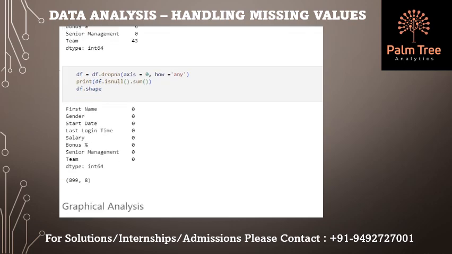After removing and cleaning all these things and applying the mode value or other values, the shape has become 899 comma 8. Earlier it had 1000 records, 1000 rows and 8 columns. After cleaning, it comes down to 899. This is how we need to handle the missing values.